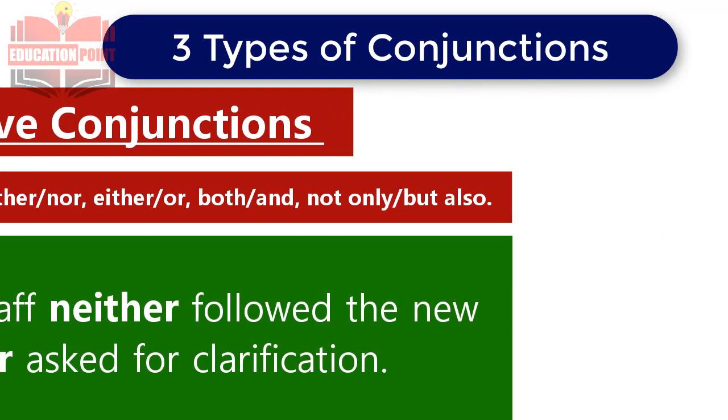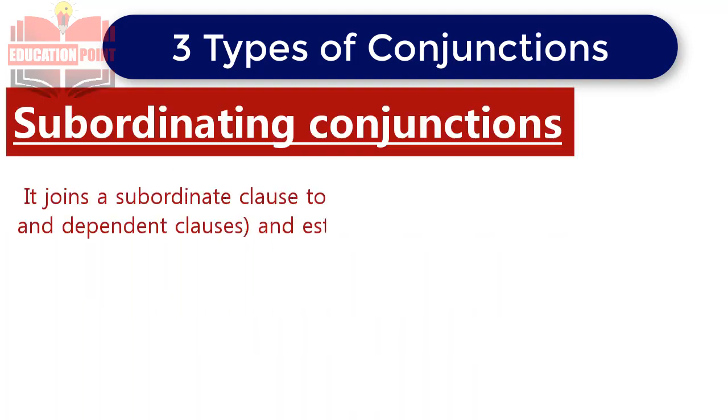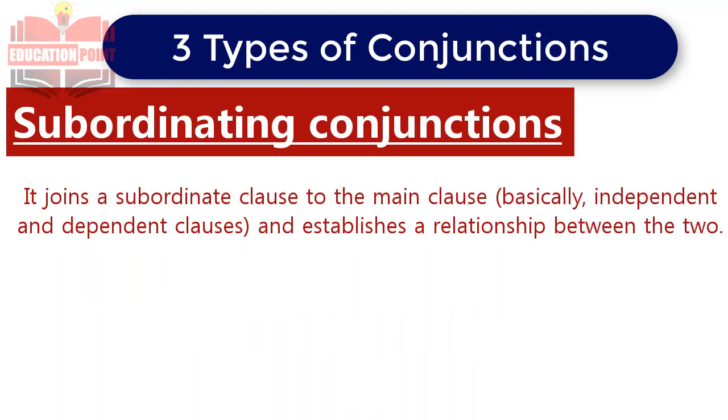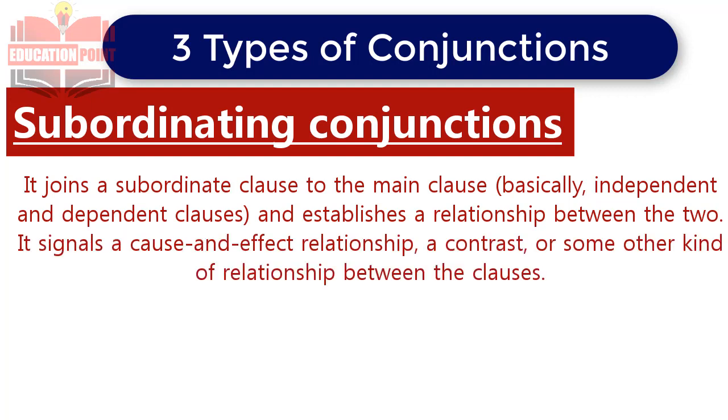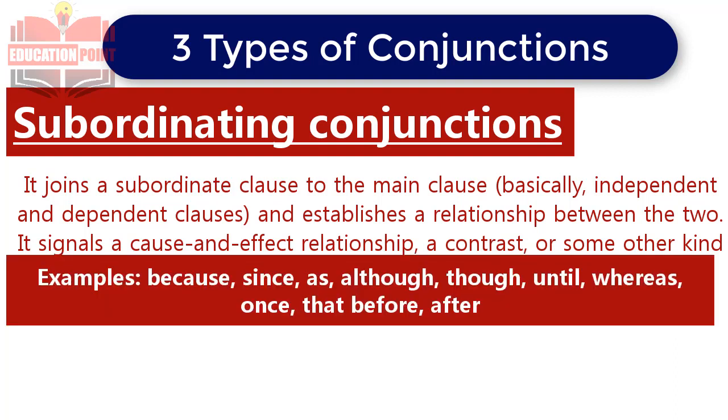Now the third type of conjunction is called subordinating conjunctions. Here it joins a subordinate clause to the main clause, or basically the dependent clause to the independent clause, and eventually it establishes a relation between the two different sentences or words. This helps in creating a cause and effect relationship between the sentences, and either way there's some kind of relation that builds up. Examples: because, since, as, although, though, until, whereas, once, etc. Let's understand this with some more examples.